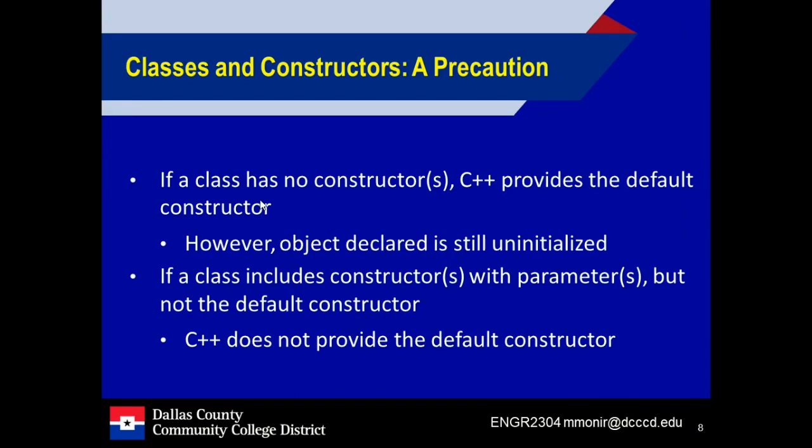If a class has no constructor, C++ provides the default constructor. So whenever we do not declare any constructor ourselves, C++ will provide one from its own side. However, the members cannot be initialized. They are declared but still uninitialized. If a class includes constructors with parameters but not the default constructor, C++ in this case will not provide the default constructor.